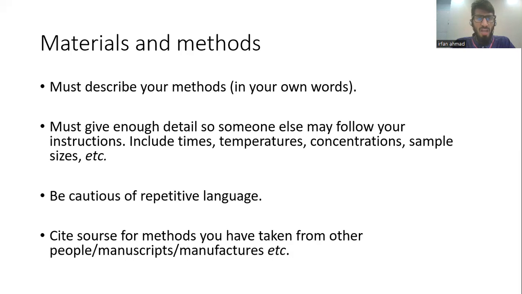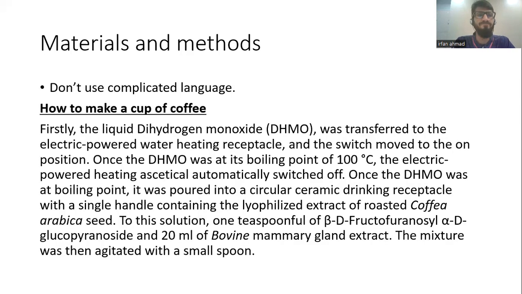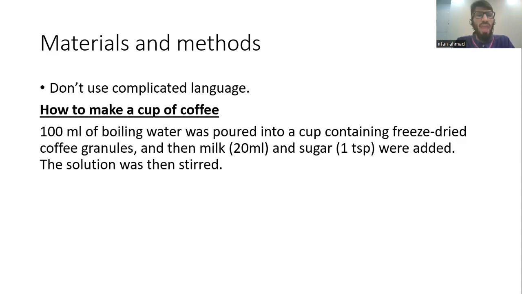Okay, cite the source of the method. If you follow other methods, you should cite that journal or that article. Do not use complicated language. For example, if you read a big explanation of how to make a cup of coffee, you can read it by pausing the video. But this is just one sentence.